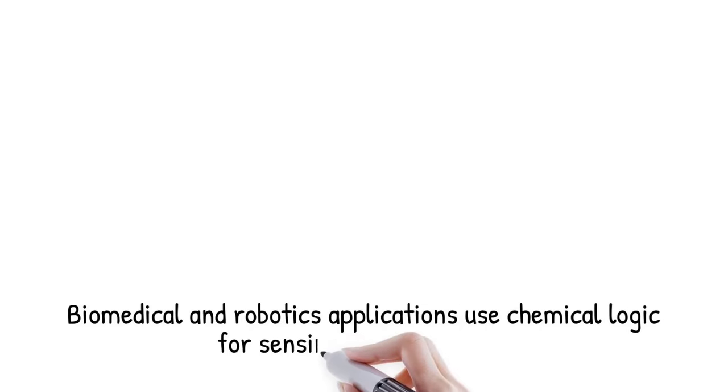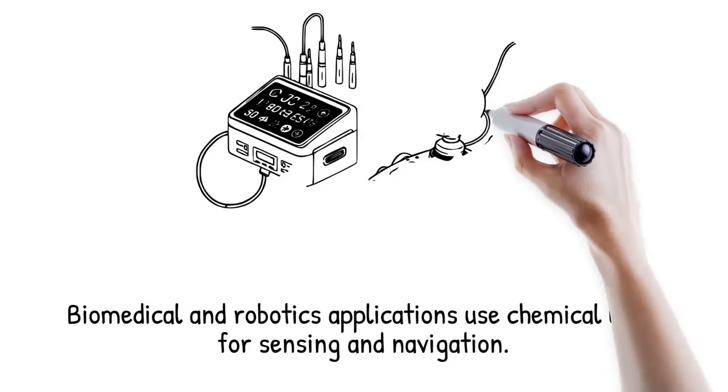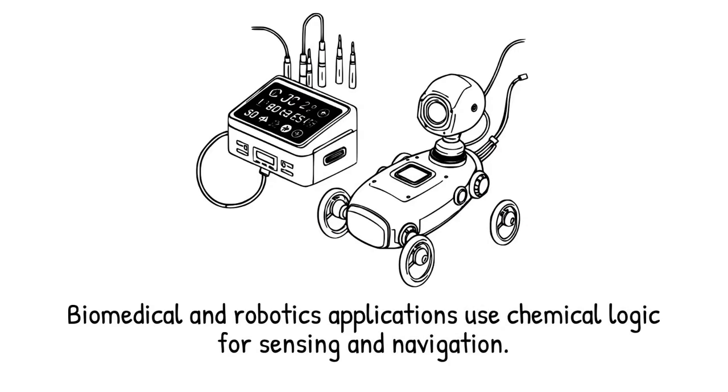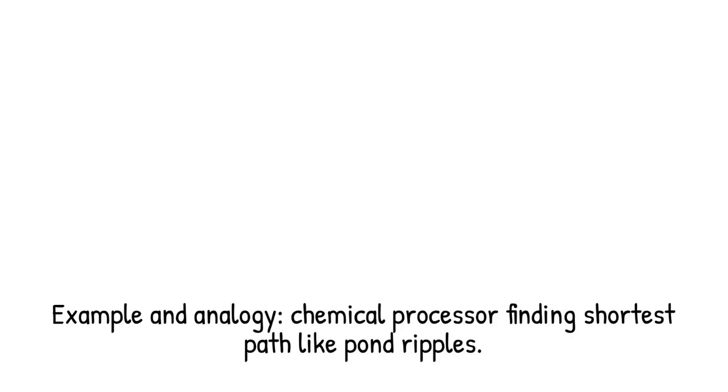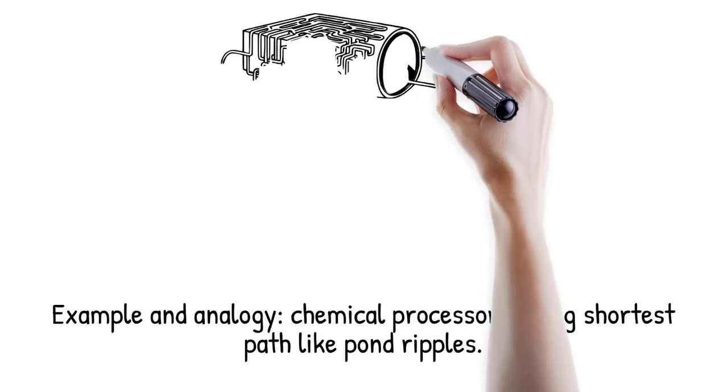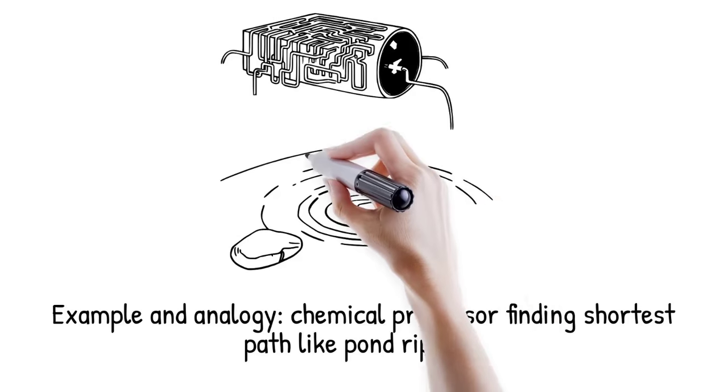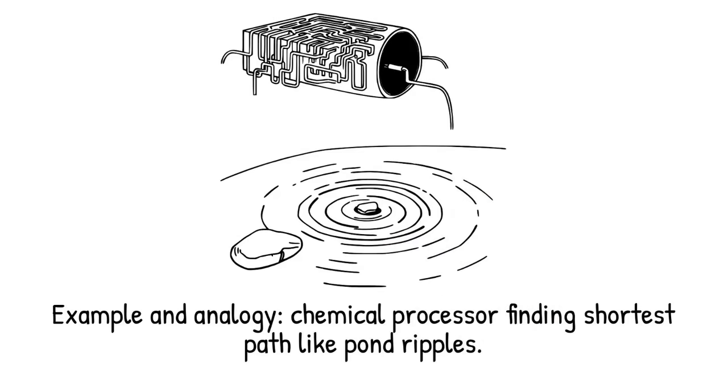Biomedical devices leveraging chemical logic can detect multiple biomarkers and make decisions in situ. Ongoing research explores embedding such systems in soft robotics for autonomous chemical navigation. Their unique properties complement digital electronics rather than replace them. A chemical processor routed pulses through a labyrinth of microchannels to identify the shortest competitor path in under 10 seconds. It's like using the ripples in a pond to map the fastest route between two stones rather than plotting it on a map.